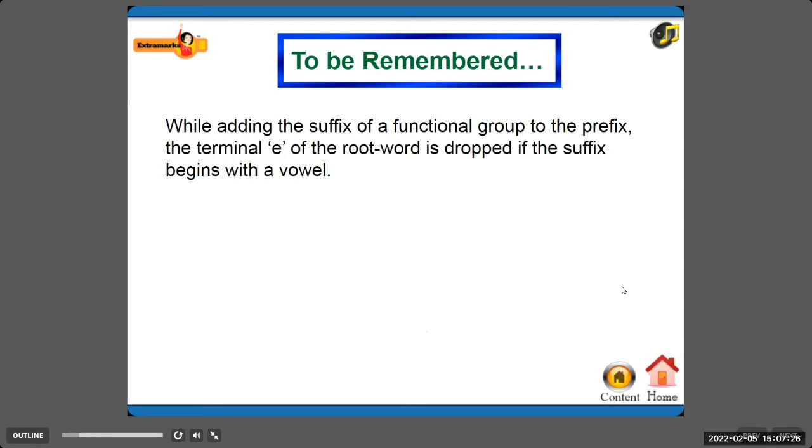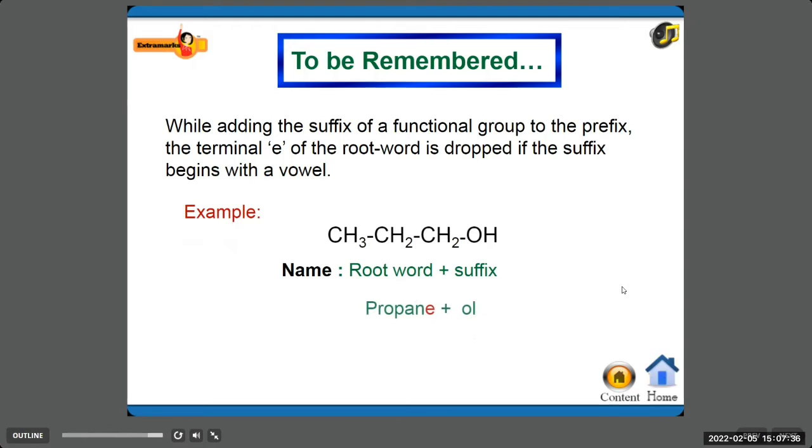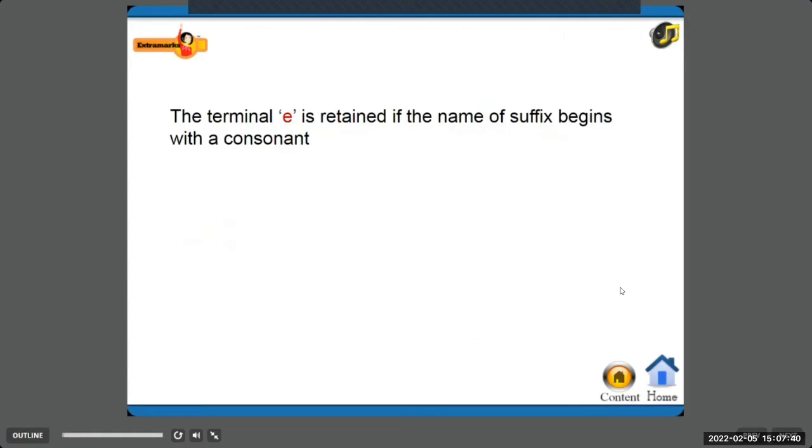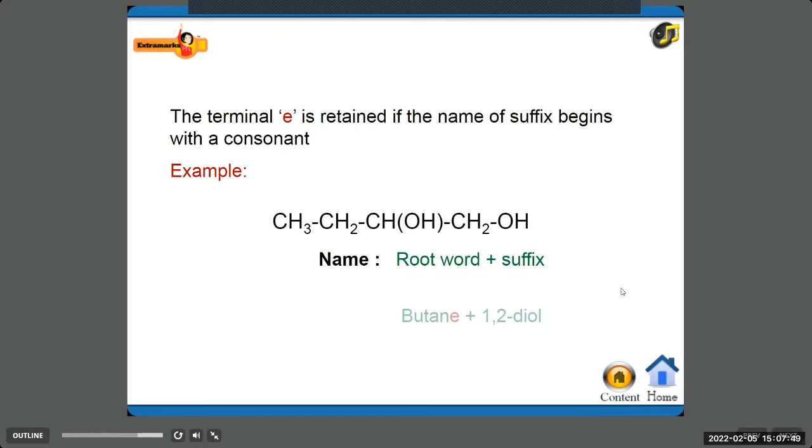Remember, while adding the suffix of a functional group to the root word, the terminal e of the root word is dropped if the suffix begins with a vowel. Here is an example for better understanding. The terminal e is retained if the name of the suffix begins with a consonant. For example, the name of this compound is butane-1,2-diol.